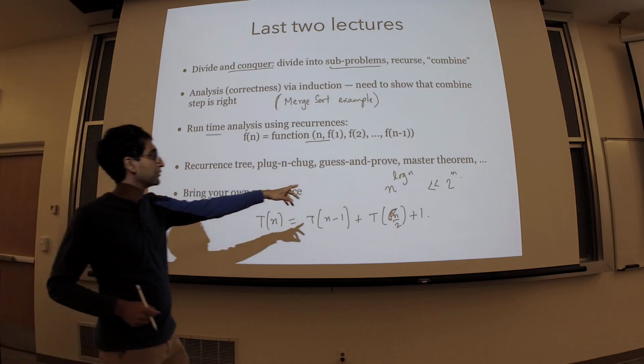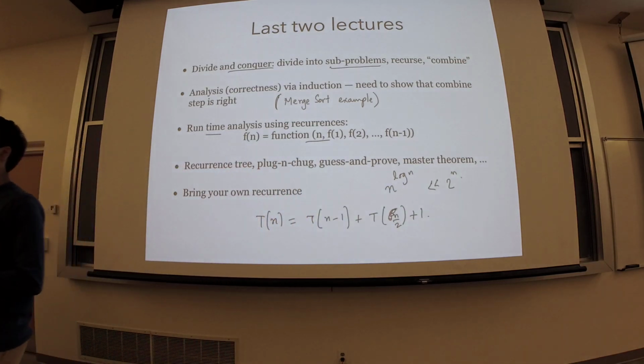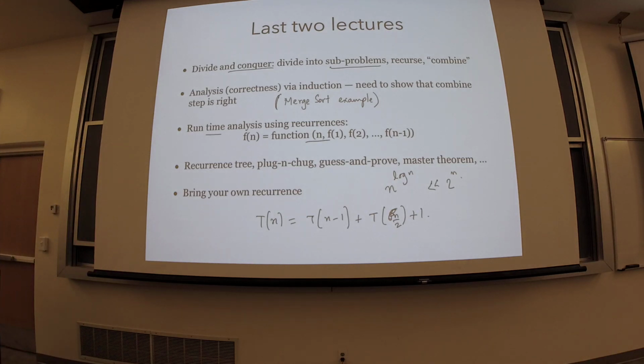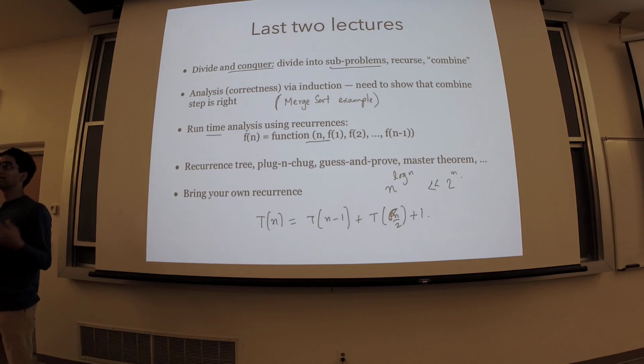Actually, how many of you don't see why this is much smaller than 2 to the n? Because it may not be immediately obvious. Okay, some of you don't see. So, those who do see it, why is this true?